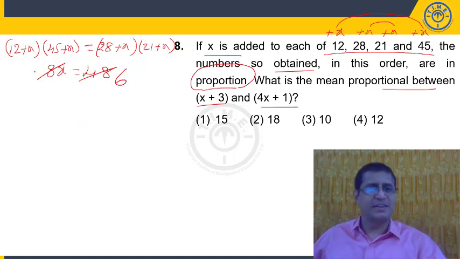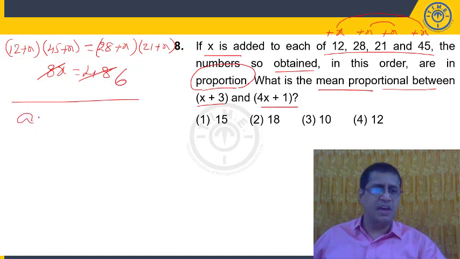Okay, just simplify this. Multiply this 12 into 45, 12 into x, x into 45, x into x. Of course, x square gets cancelled. By taking variables on one side, numbers on the other side, you will get 8x is 48. X is equal to 6. X is equal to 6 means substitute here and find the mean proportional.